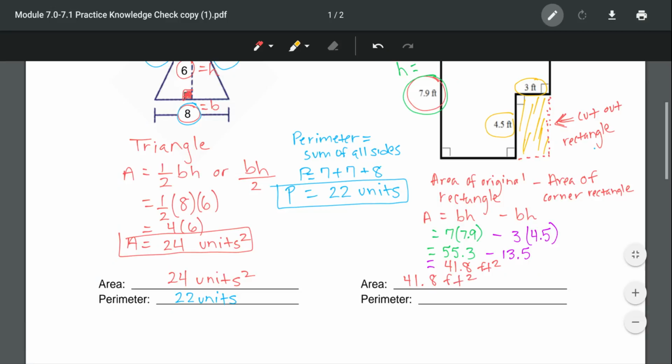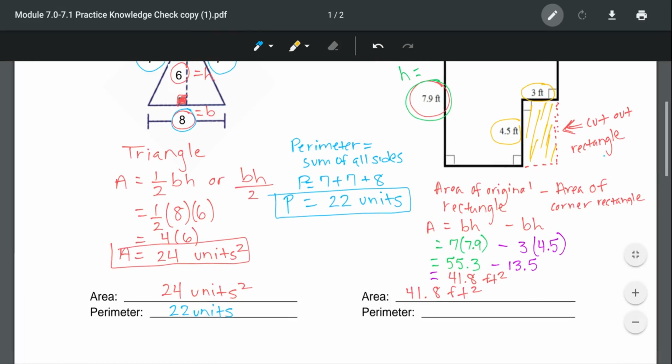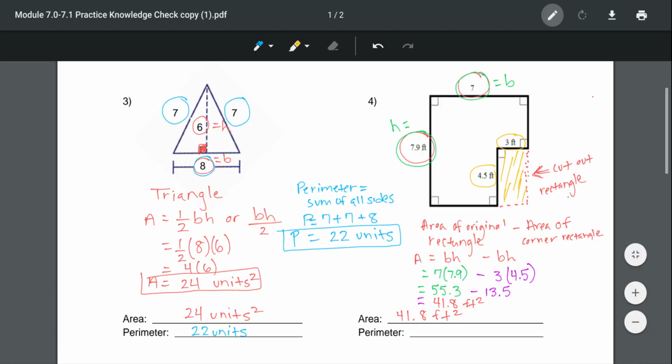Now to get the perimeter, remember that the perimeter is the sum of all the sides. So we already have this left side is 7.9, this top side is 7. We have this inner side that's 3, and then this other side that's 4.5. We have a couple dimensions that are missing, and we need to figure those out.